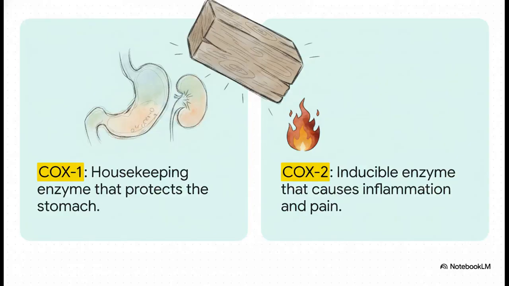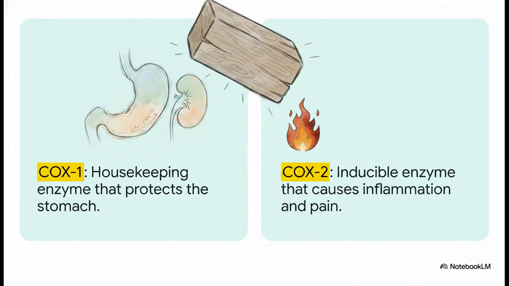So as it turns out, we have two versions of the COX enzyme that do the exact same job, but for entirely different reasons. COX-1 is basically the housekeeping enzyme. It's present constantly, and its main job is to produce prostaglandins that actually protect your stomach lining and regulate blood flow to your kidneys. Pretty important, right? COX-2, on the other hand, is an inducible enzyme. It only really surges during inflammation to cause pain and fever.